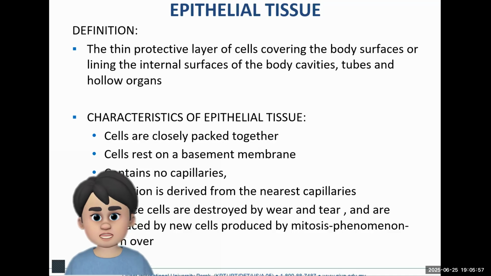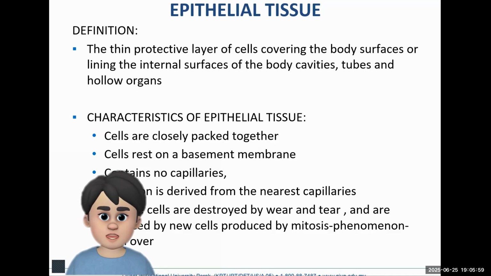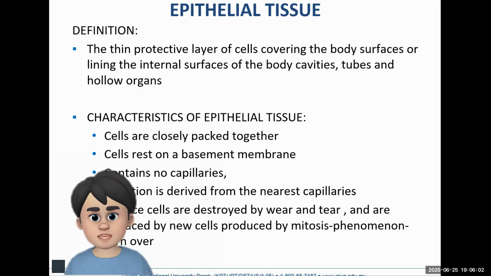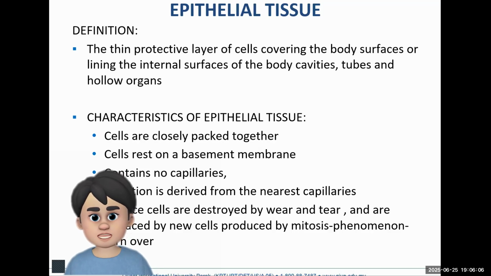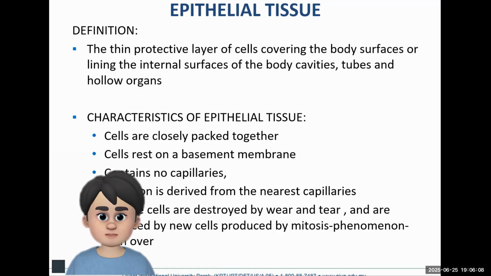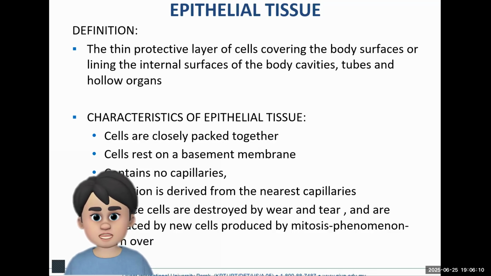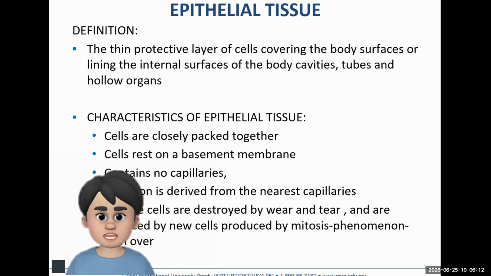Cells are closely packed together. Cells rest on basement membrane, contain no capillaries. Nutrition is derived from the nearest capillaries. Surface cells are destroyed by wear and tear and are replaced by new cells produced by mitosis, a phenomenon called turnover. Right. So those are basic things.